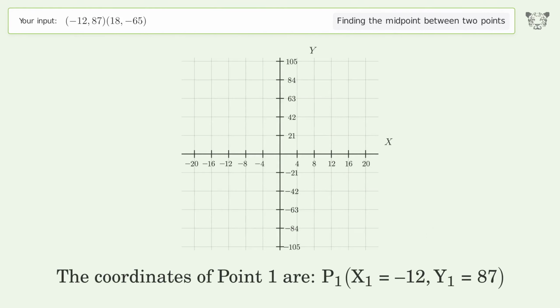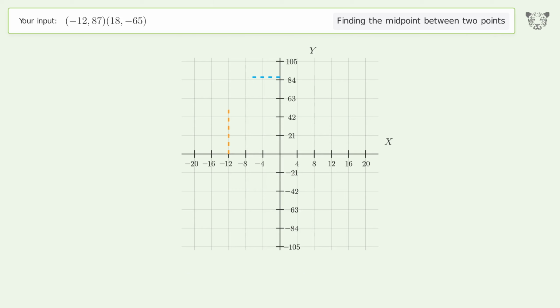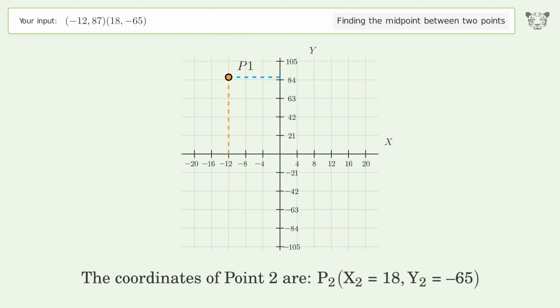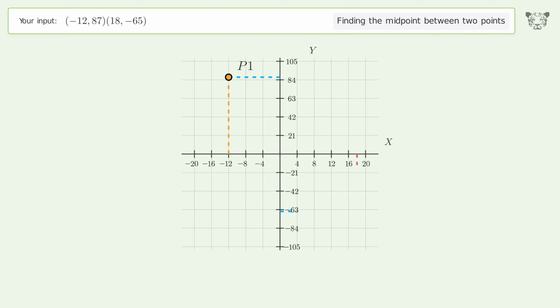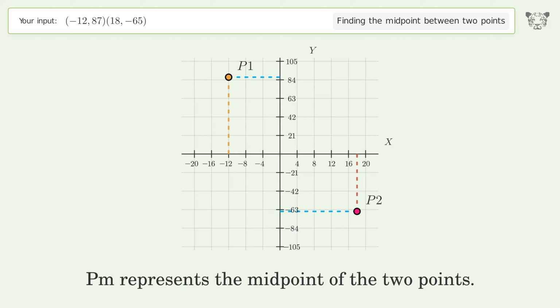The coordinates of point 1 are, x1 equals -12, y1 equals 87. The coordinates of point 2 are, x2 equals 18, y2 equals -65. PM represents the midpoint of the 2 points.